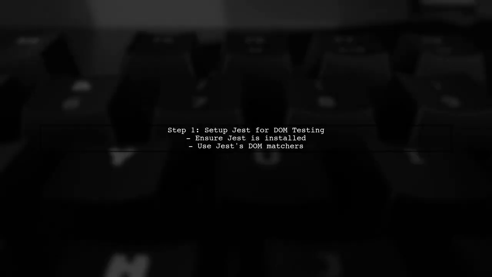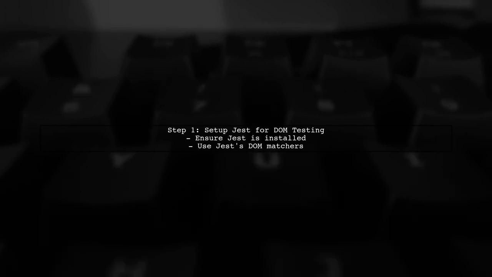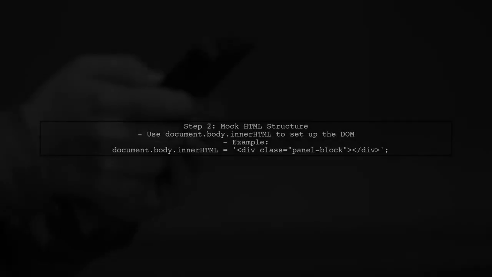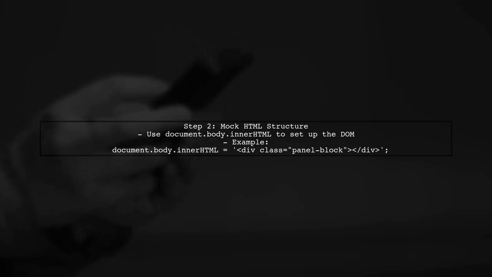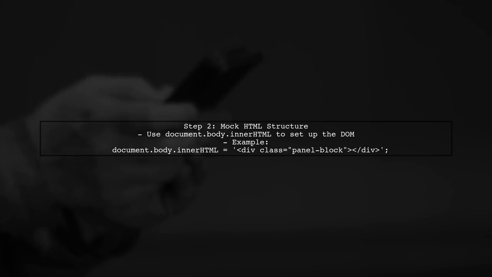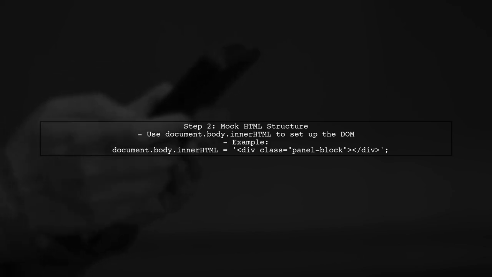To test DOM manipulation in Jest, we need to ensure that our environment is set up correctly. First, we should use Jest's built-in DOM testing utilities. Next, we need to create a mock HTML structure that our function can manipulate. This can be done by setting up the DOM elements in the test before running our function.